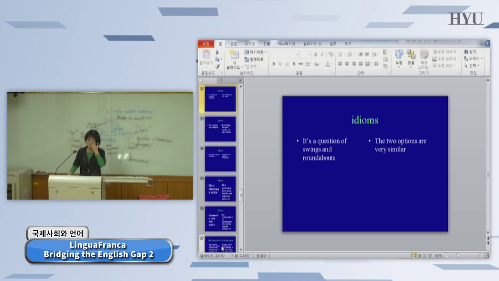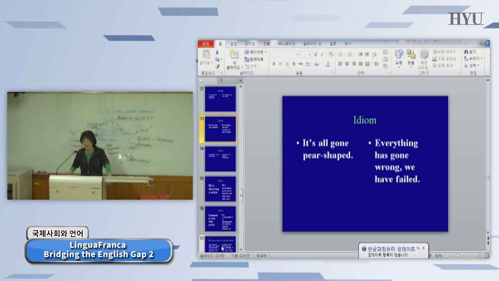So I have a question. It's one of the examples of idioms. Can you understand what it means? It's a question of swings and roundabouts. If Americans say that, maybe Americans would guess what it means, but Asians cannot understand. Actually, it means the two options are very similar. If someone says it's all gone pear-shaped, can you understand what it means? No, we cannot understand. But it means everything has gone wrong, we have failed.